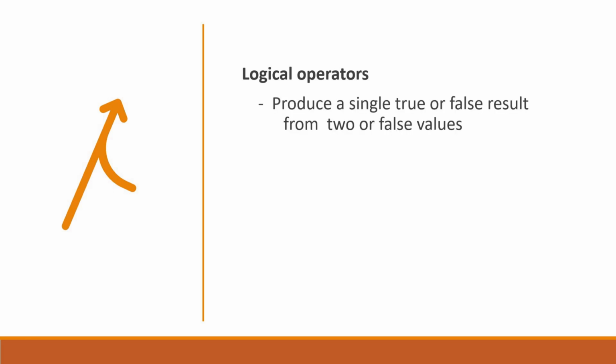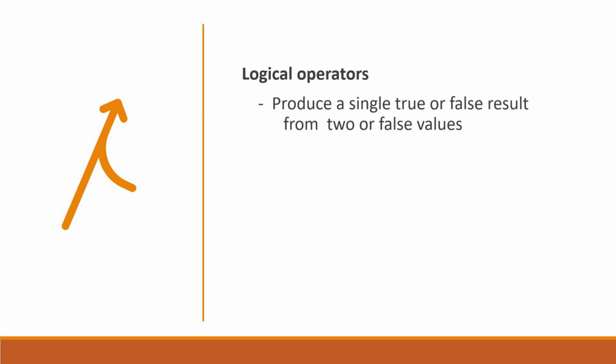Earlier in the module, we looked at the relational operators. What we'll look at now are the logical operators. What logical operators do is they allow us to take 2 true or false values and resolve them into a single true or false value. So what this allows us to do is include more complex conditions in our code.